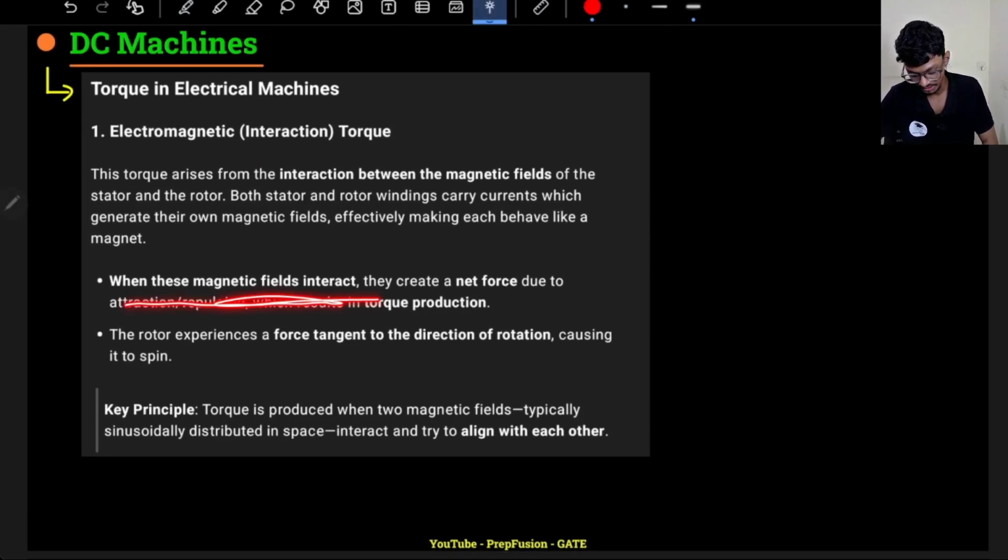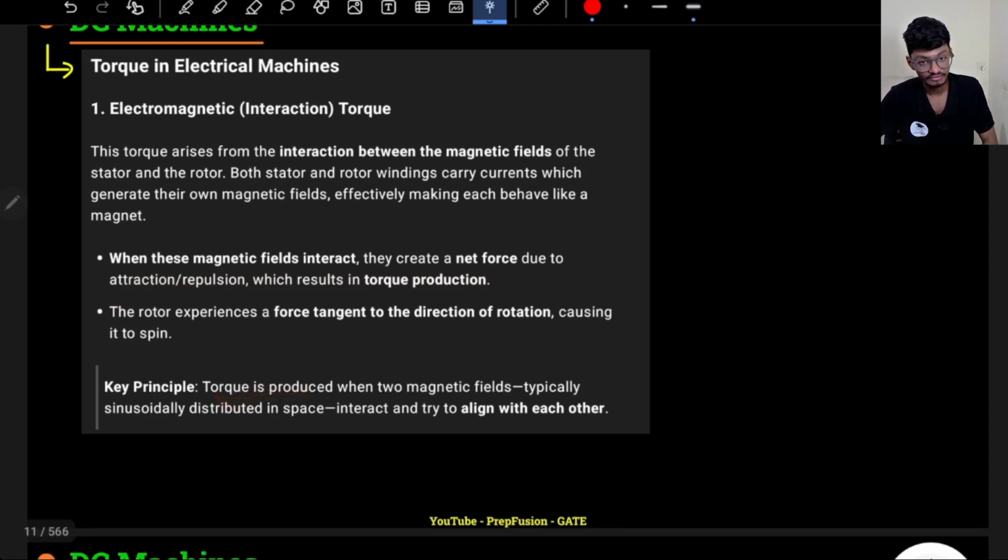When these magnetic fields interact, they create a net force, due to which there is an attraction and repulsion across the poles, and due to which there is a rotation. So torque is produced whenever there are two magnetic fields which interact with each other if they have some phase angle between them. Typically they will be sinusoidally distributed. We will discuss how they are sinusoidally distributed in this case, even though I am providing a DC current in the field. We will discuss about that.